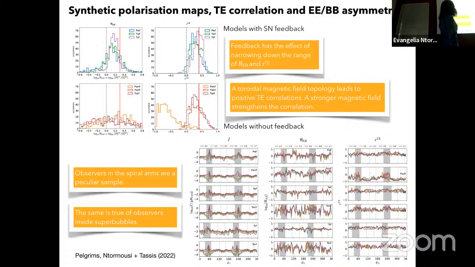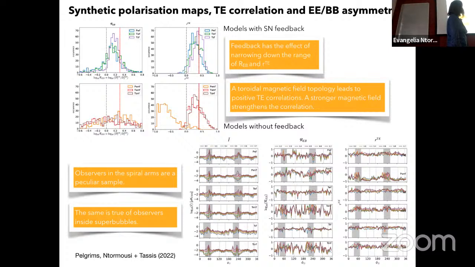So here there are histograms of R_EB and R_T. On top are the models with supernova feedback, and at the bottom are models without feedback. Right from the start, we see that the feedback has the effect of narrowing down the range of R_T and R_EB. If you compare this to this, you see this distribution is much narrower. Here also, but to a lesser degree, for R_T.